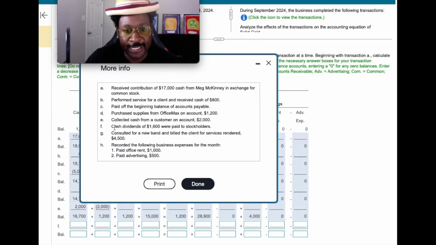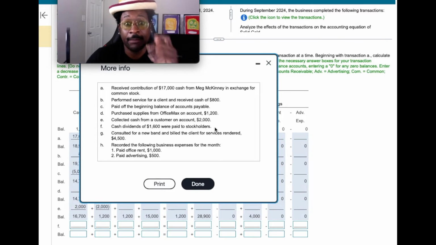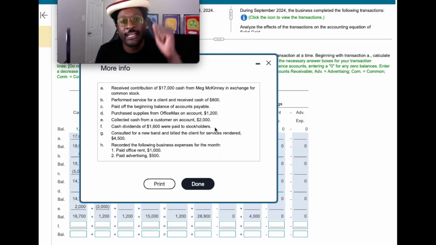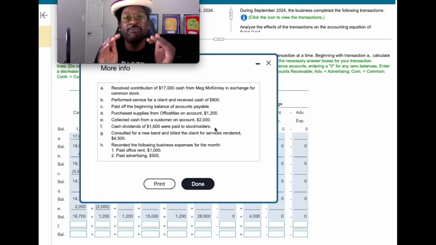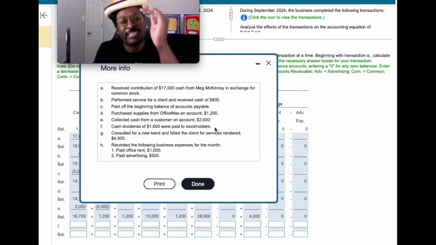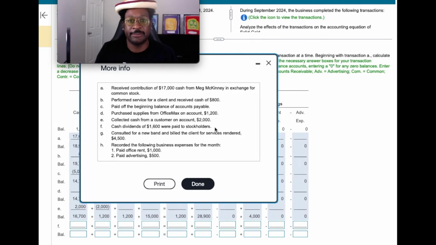Bang. Cash dividends of $1,600 were paid to stockholders. Keywords, gang. Cash dividends. Paid. So again, we know what the word paid does for us. It allows cash to go down. Cash is an asset. Now, dividends is by definition income distributed to shareholders. So whenever dividends is distributed, it reduces the retained earnings account, thus decreasing stockholders' equity.